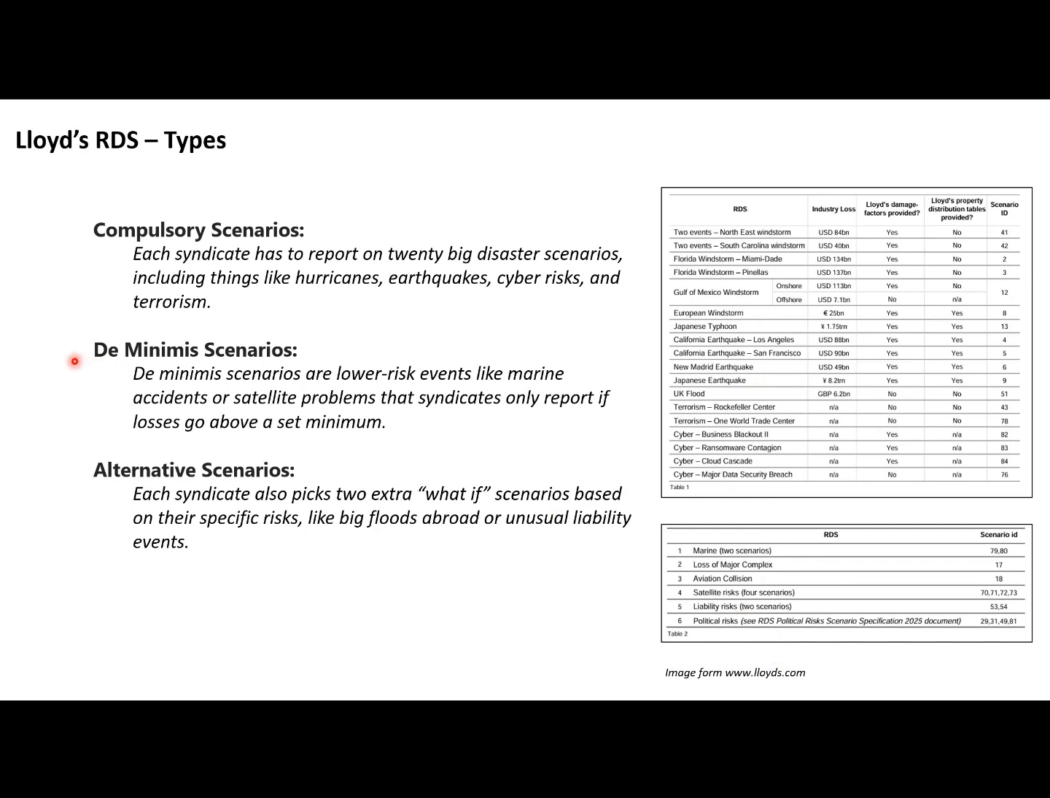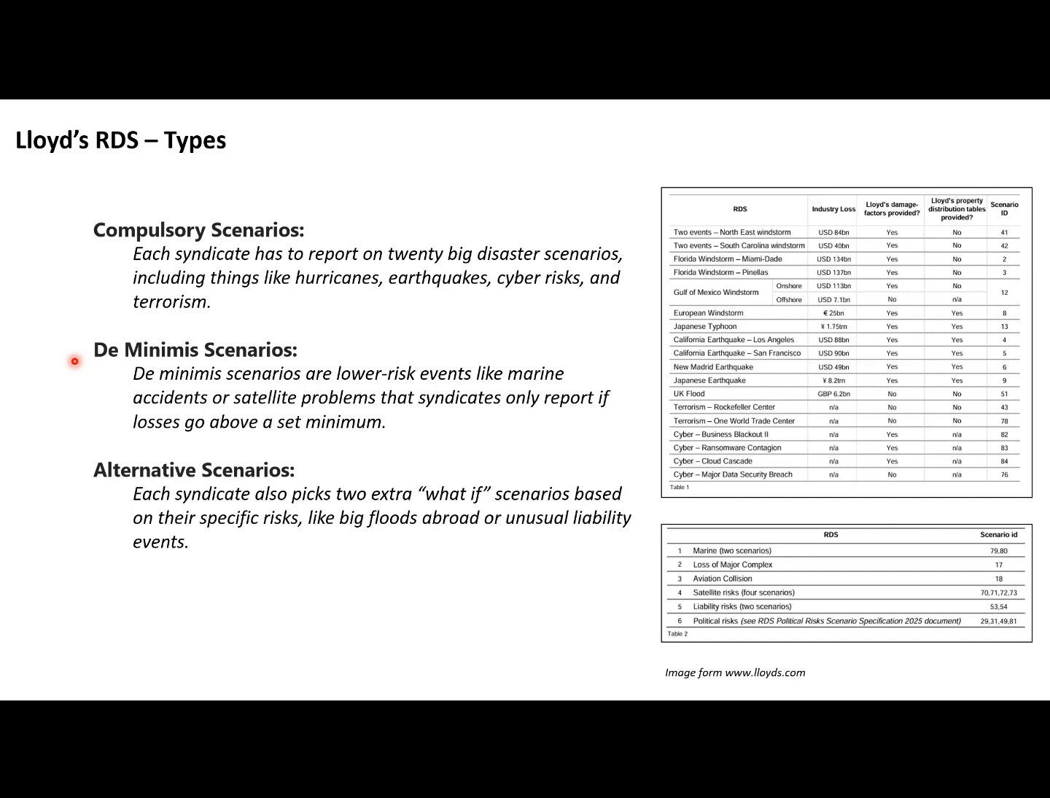Then there are de minimis scenarios, which are a bit different. These cover events that aren't expected to create huge losses but still matter from a risk checkpoint point of view. The company only reports on these losses if the losses get above a certain threshold. Examples include a major marine incident, an aviation crash, satellite risk, liability issues, or maybe a political risk.